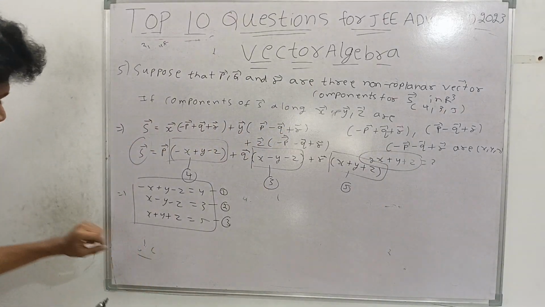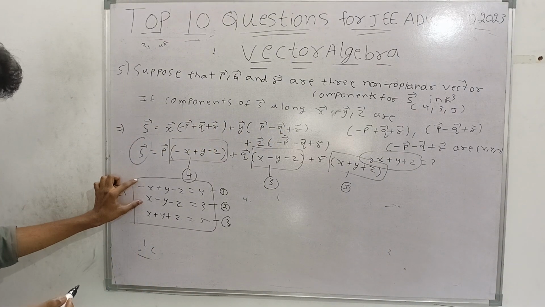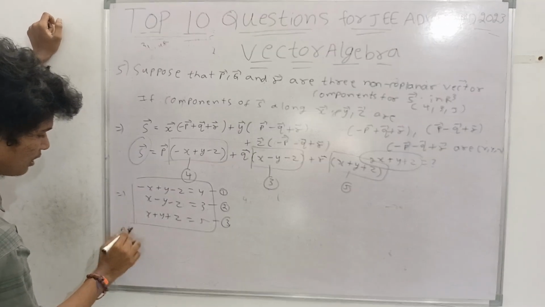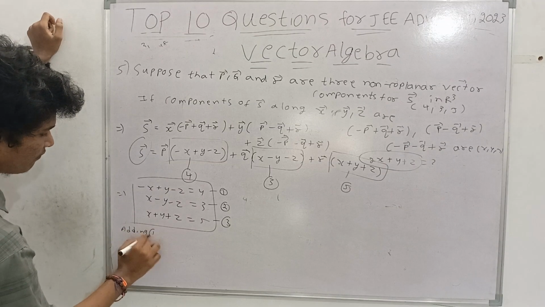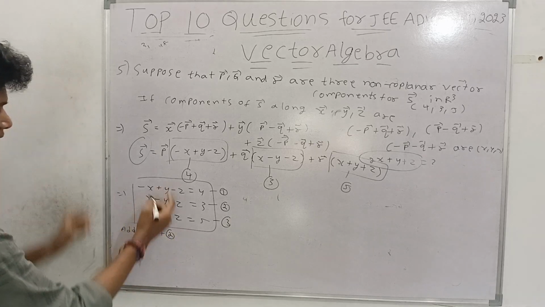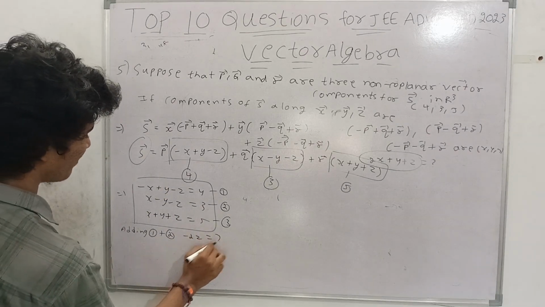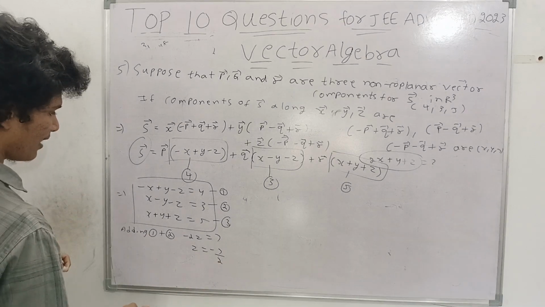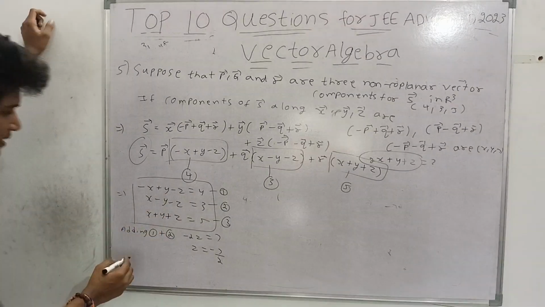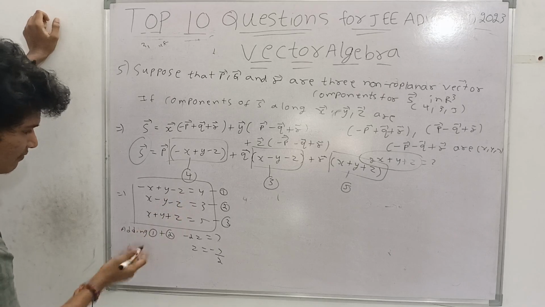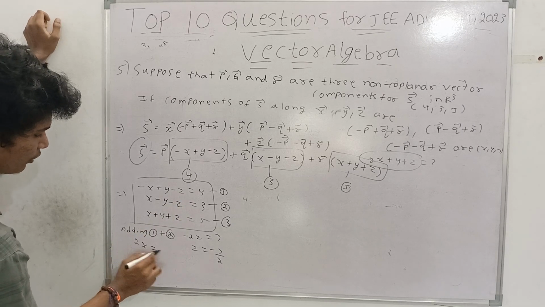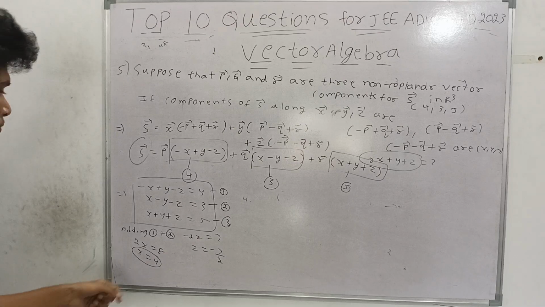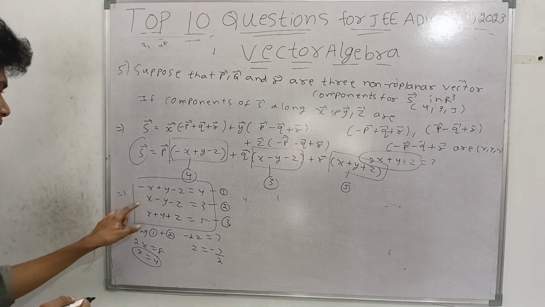Now how can we get it? I can add these two things, equation 1 and equation 2. Adding 1 plus 2, what will we get? We get minus 2z equal to 7, z equal to minus 7 by 2. This is one thing. And here if I subtract, these two things will get cancelled. I get 2x equal to 8, x equal to 4. Two things I got.